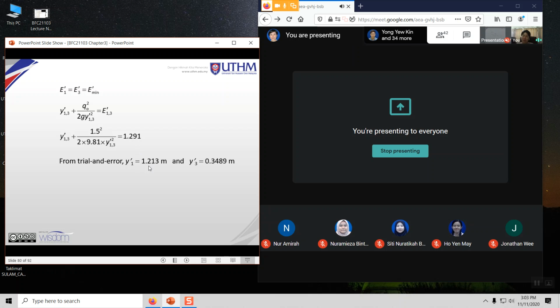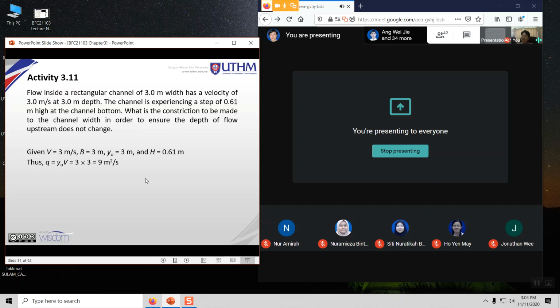Therefore, I solve the expression. I have two alternate depths, Y1 and Y3. I told you before, Y1 should be the subcritical depth and Y3 should be the supercritical depth. Alright, so there you have it. You have Y1 equals 1.213 and Y3 equals 0.35 meter, right?